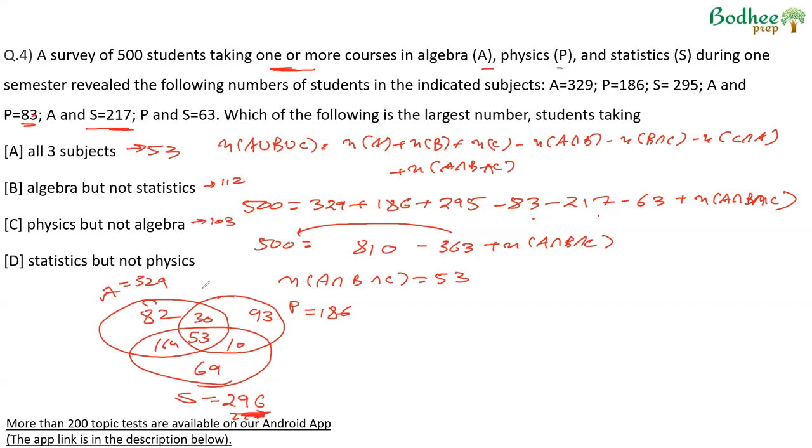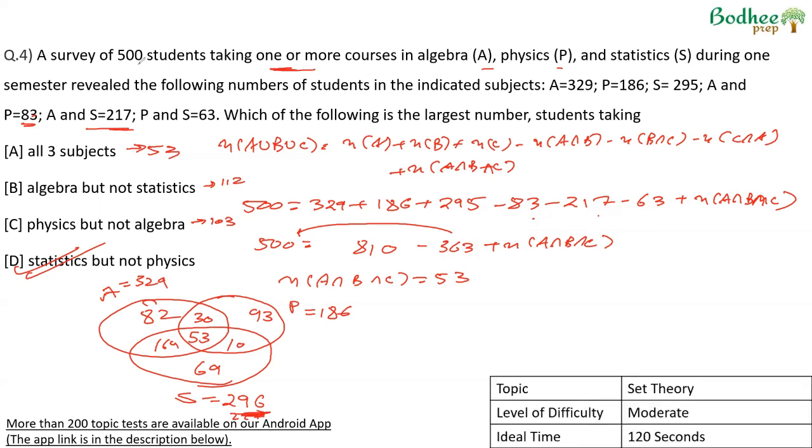Statistics but not physics. Remove physics from here. Statistics left is 164 plus 169, which is 329. This will be a very large number. So D becomes the largest now. Statistics but not physics, 164 plus 160, which is a large number.